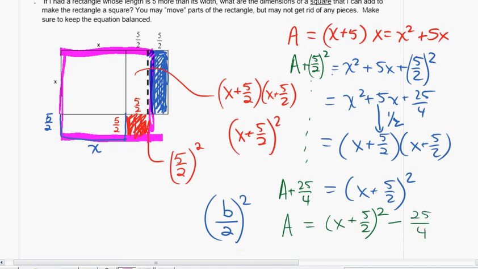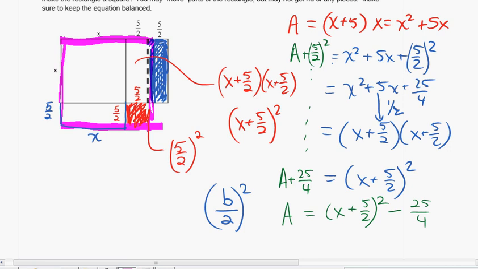And you'll notice that that's now in vertex form, and there's lots of good things we can do with that. We could maximize area, we could find the biggest area, we could find the points where we'll have no area, which will just tell you the constraints of how big or small x can be. Lots of cool stuff.